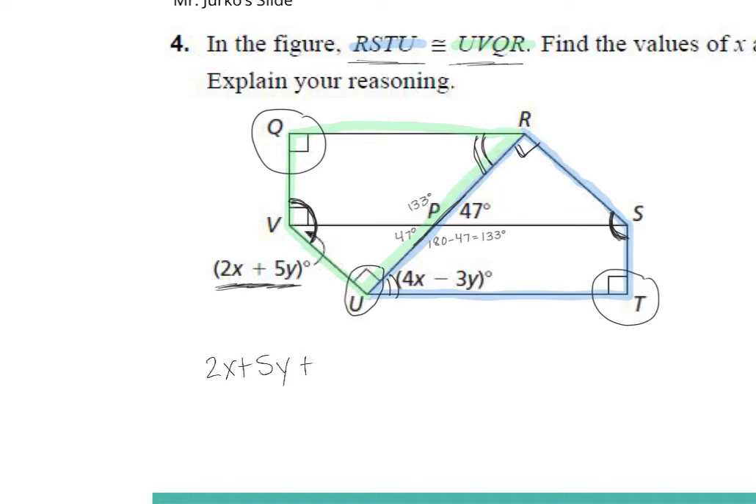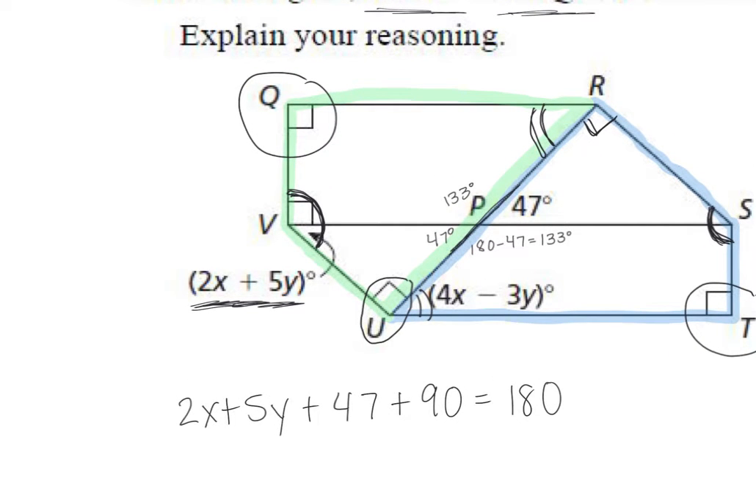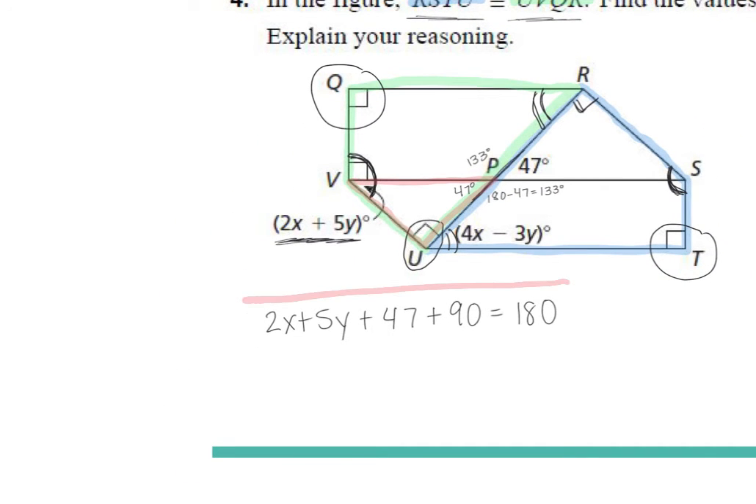We know that 2x plus 5y plus 47 plus 90 equals what? 180. Why? What's so special about those three angles? Those three angles are inside of a triangle, right? Therefore, they have to add up to 180. So here is one of my equations, okay? But we need a second equation.